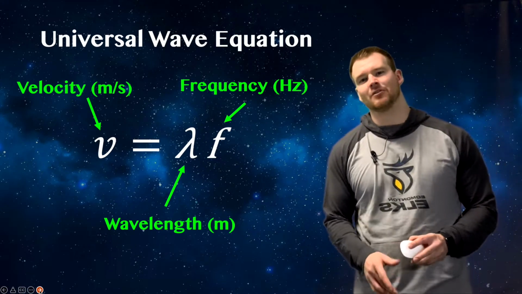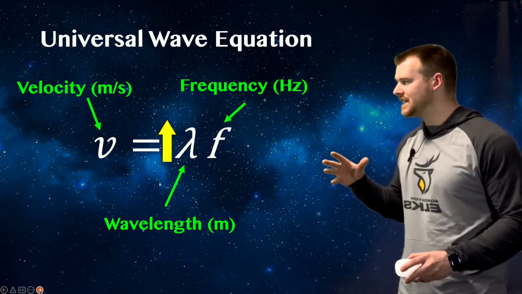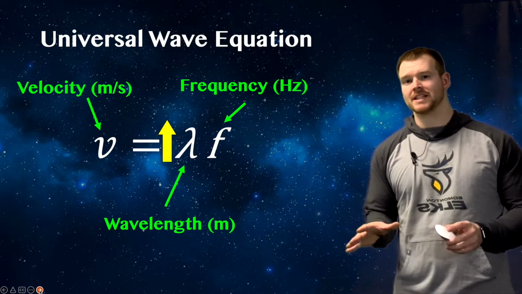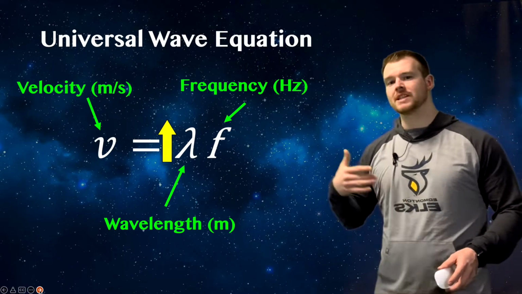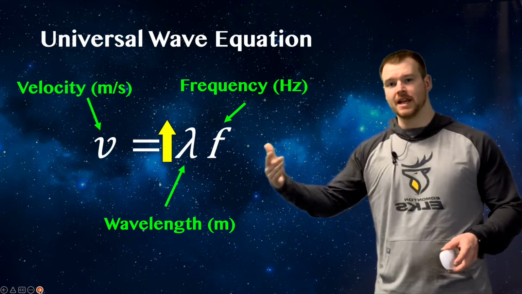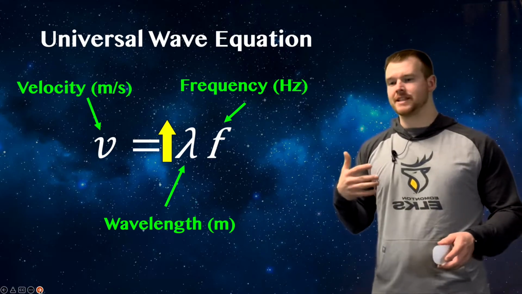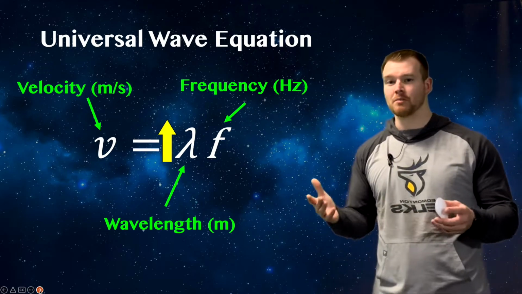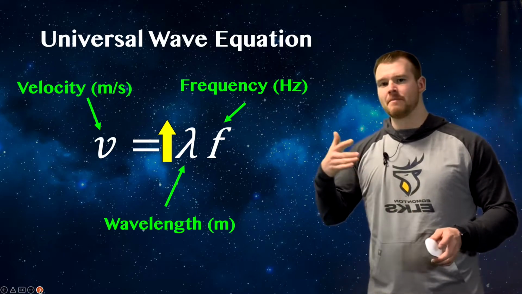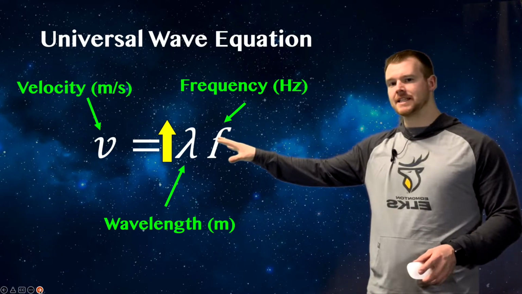And just to emphasize that relationship again, the velocity, as long as it's the same medium, is going to stay the same. So as long as we're shaking through the same spring, water's moving through the same water, light's moving through the same medium, whether that's air, water, or a prism, as long as it's traveling through the same thing, the velocity is going to stay the same.